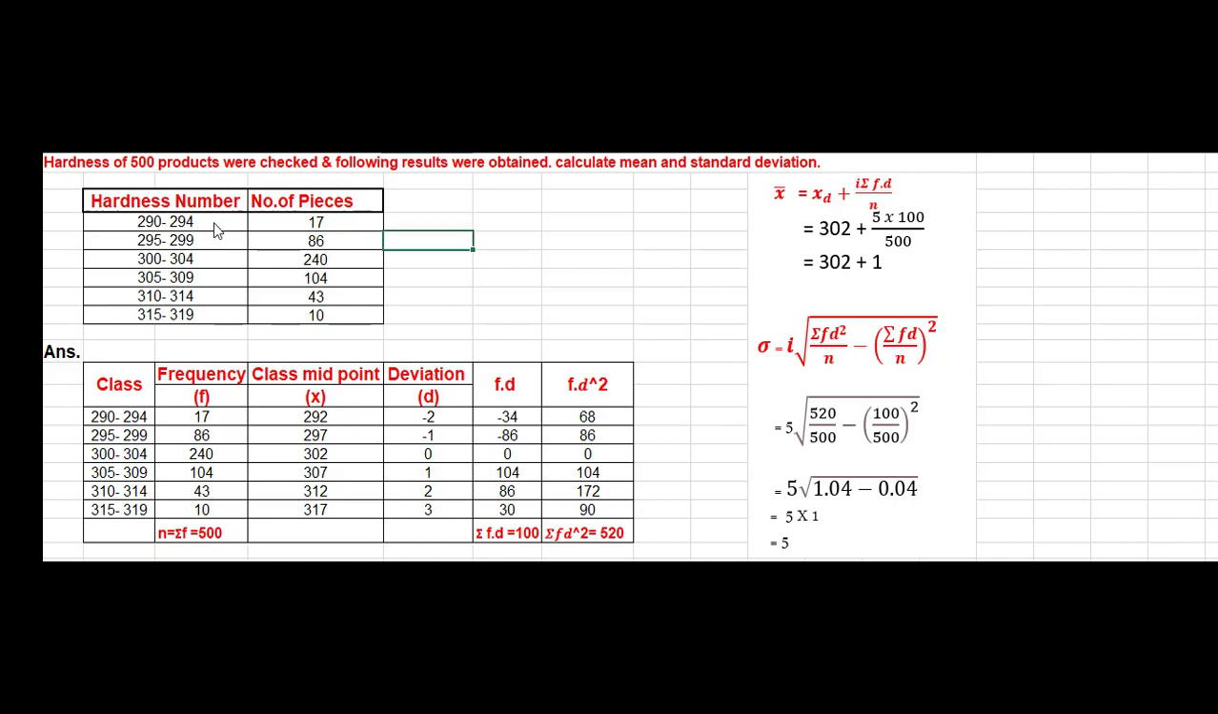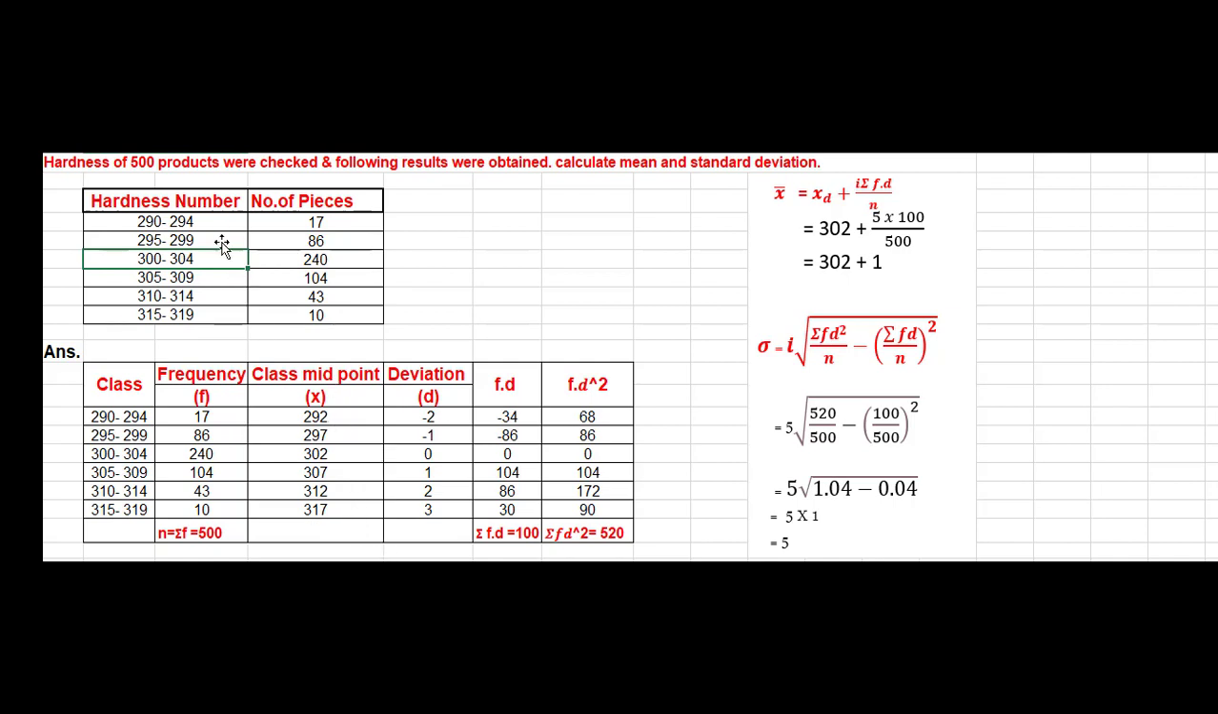So we have considered a class of 290 to 294. 17 components have hardness between 290 and 294. 86 components have hardness of 295 to 299, and so on. The maximum number of components is 240, and they have hardness in the range between 300 to 304.